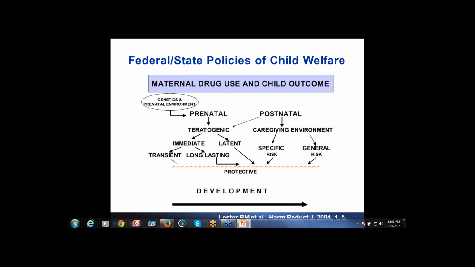I'm sorry, there seems to be some difficulty. All right, can everybody see the slides that I just went through? Okay, I apologize for the technical difficulty, but this chart pretty much demonstrates what I just talked about.